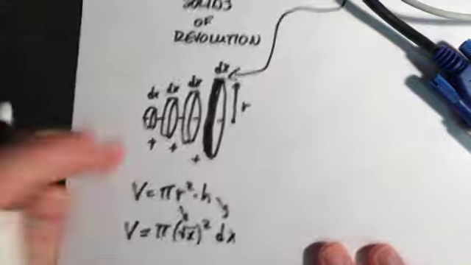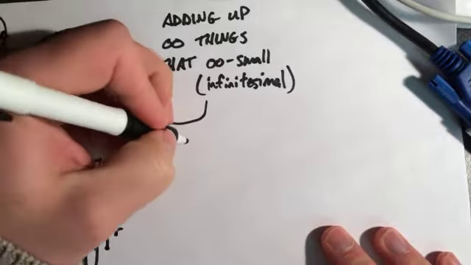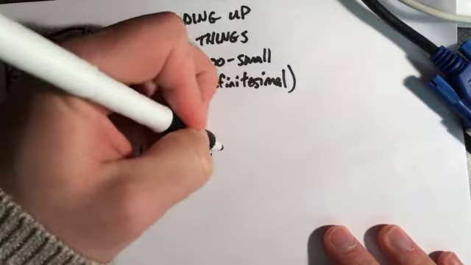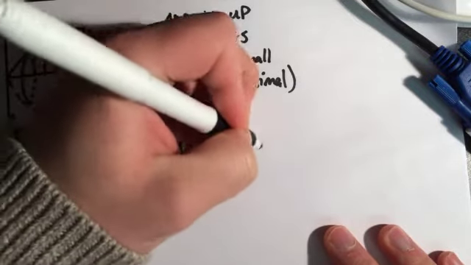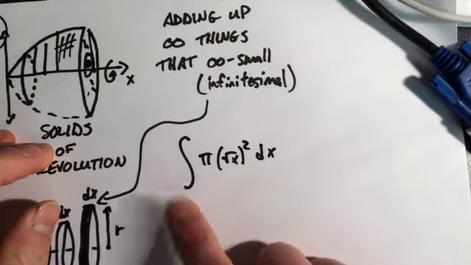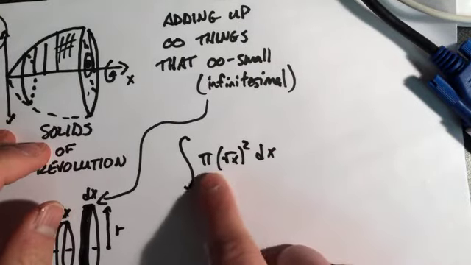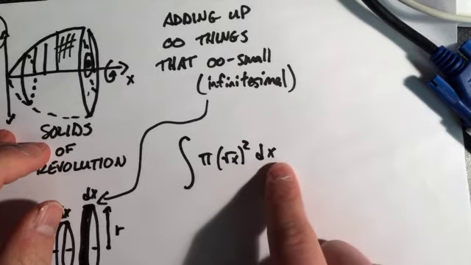Now to add them all up, that is done with an integral. Remember, Sammy the Snake means integrate. So we're going to integrate pi root x squared dx. This is a summation of a bunch of disk volumes. This is the area of the face, and this is the height.